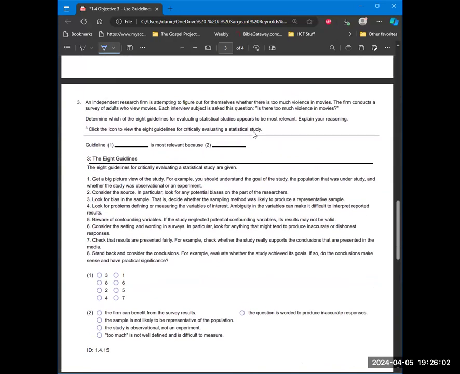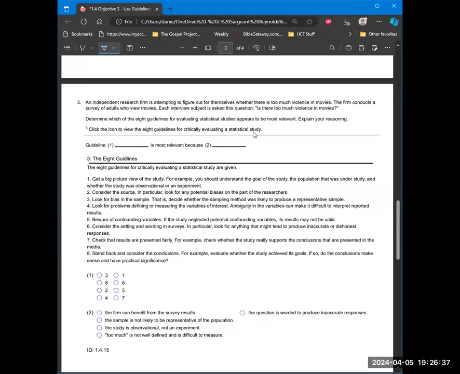An independent research firm is attempting to figure out for themselves whether there is too much violence in movies. The firm conducts a survey of adults who view movies. Each interview subject is asked this question: is there too much violence in movies? So which of the 8 guidelines is the one that appears to be most relevant?